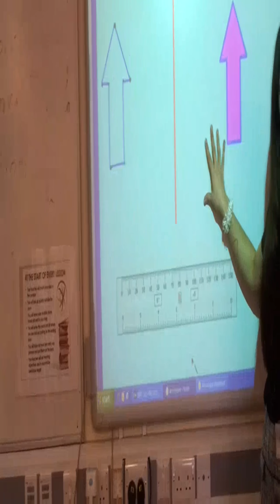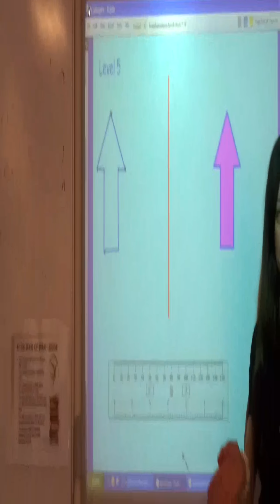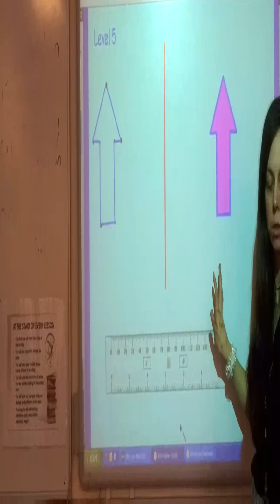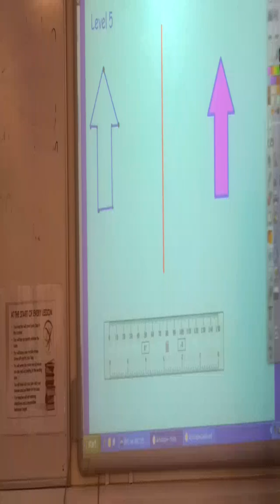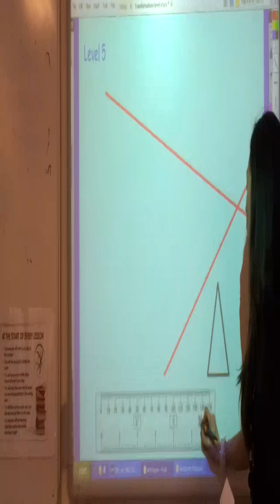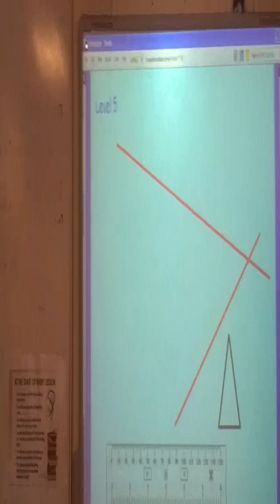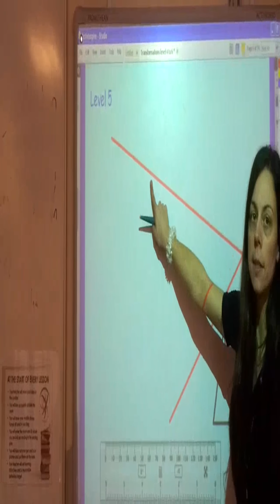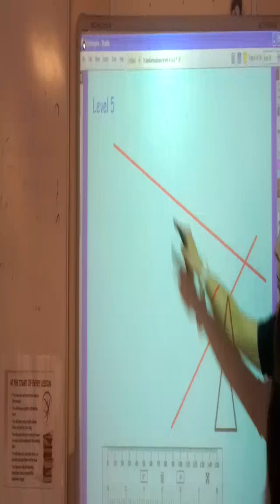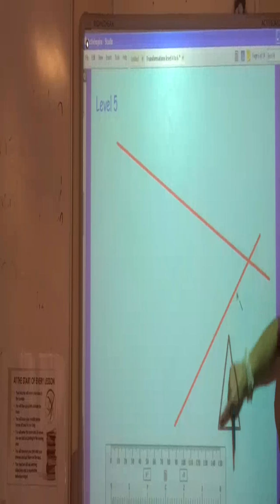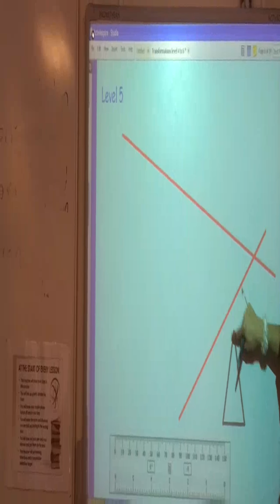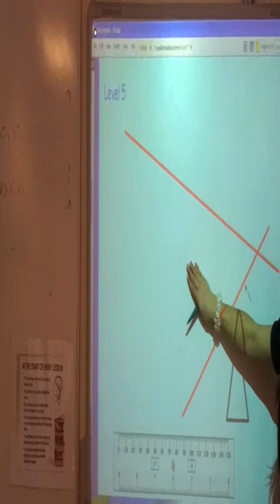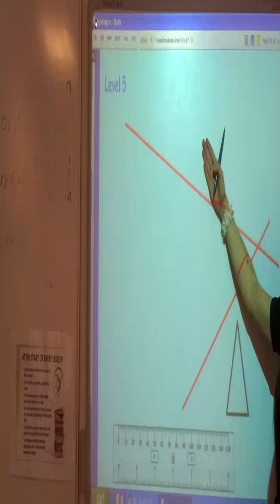So at level 5, you need to be able to do reflections in diagonal lines at 45 degrees. You also need to be able to do reflections whereby you haven't got a grid to support what you're doing. It can get a bit more challenging. Your mirror lines can be placed anywhere, and you could have more than one mirror line. To look at this particular one, what we would have to do is measure our perpendicular distances from the first mirror line and reflect, then measure the perpendicular distances from our second mirror line and reflect.